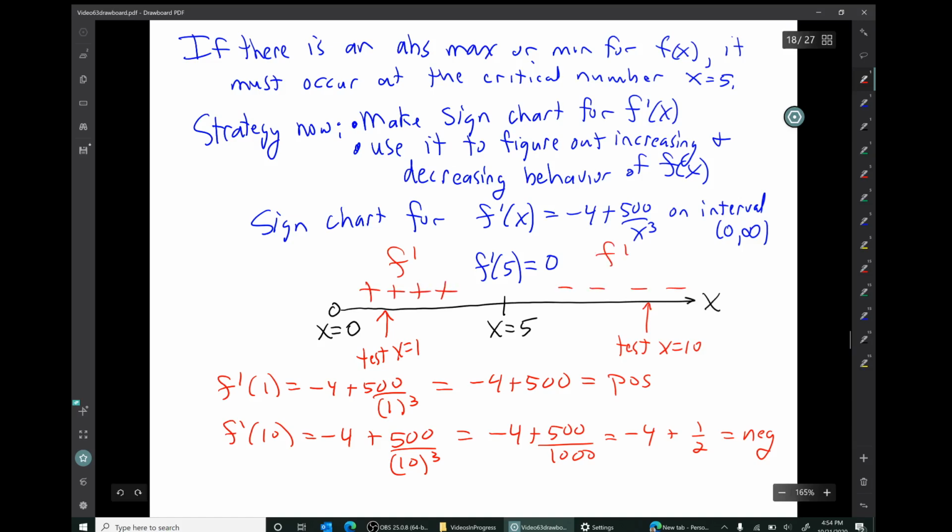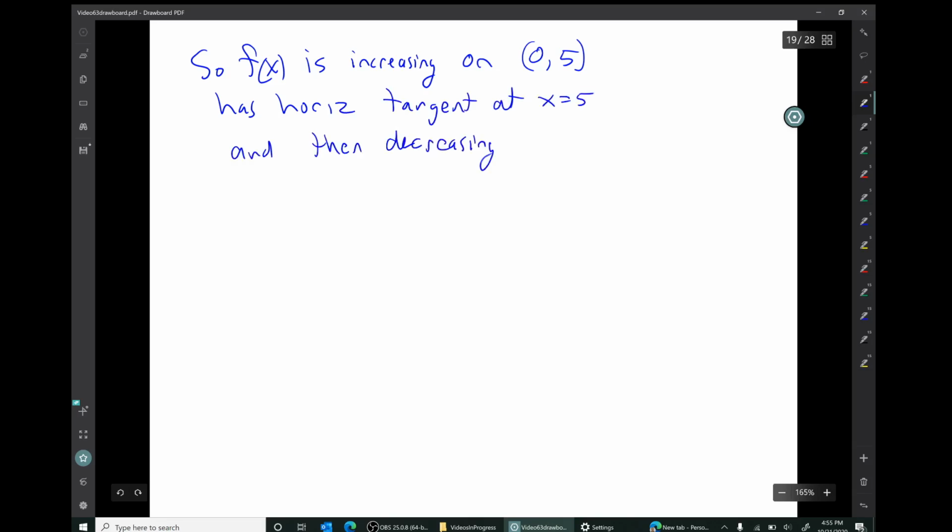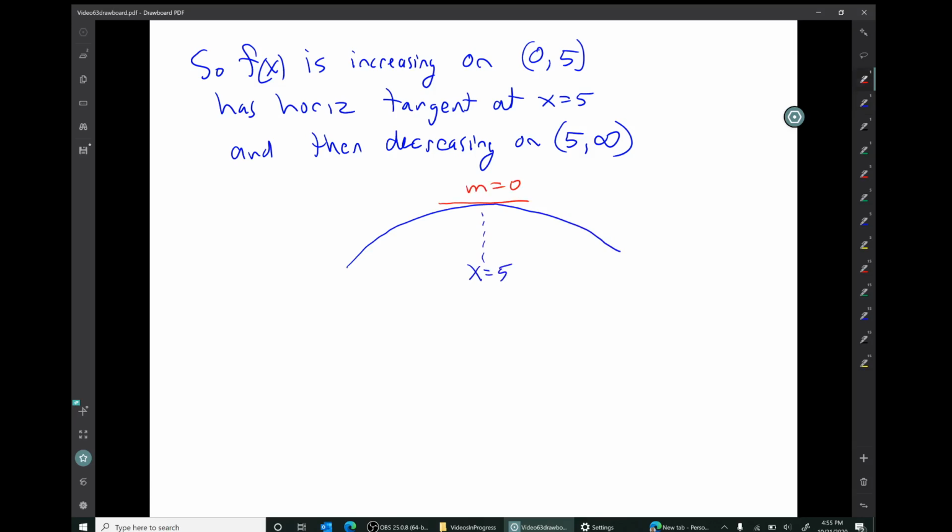So this is interesting. We found out that f prime is positive on this whole interval from 0 to 5 and negative to the right of 5. So what does that tell us about the increasing-decreasing behavior of f? We'll do that on the next page. So our function f of x is increasing on that left interval, and then has a horizontal tangent right at x equals 5, and then decreasing from 5 to infinity. So we can see that, therefore, at x equals 5, there's going to be an absolute max for that interval.